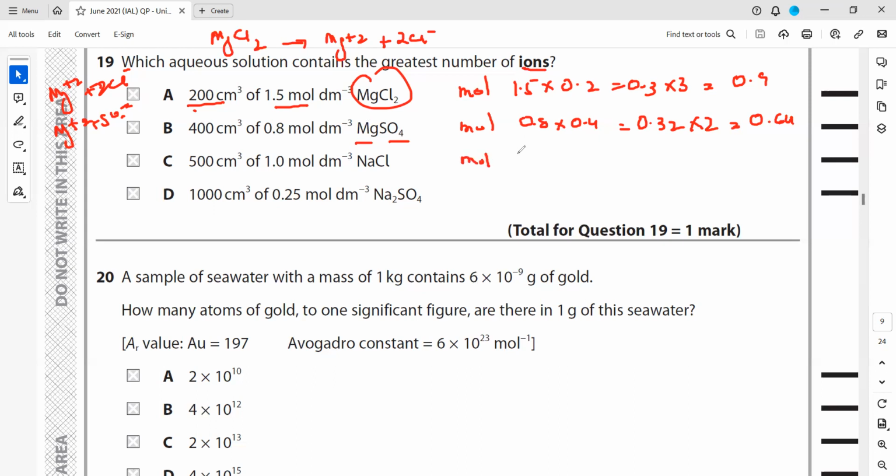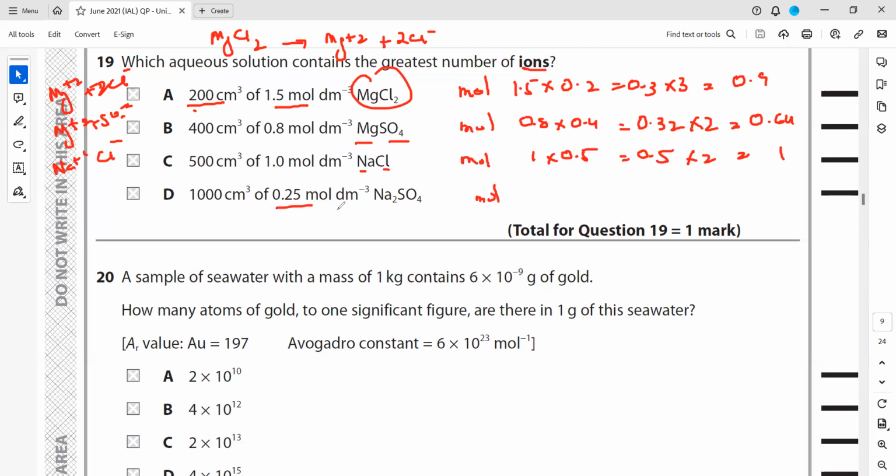For sodium chloride, first we get the moles. Concentration is 1 and the volume is 0.5, so this will be 0.5. And how many ions are there? Sodium chloride contains one sodium ion and one chloride ion, so it contains two ions. So 0.5 multiplied by 1, multiplied by 2 makes 1.